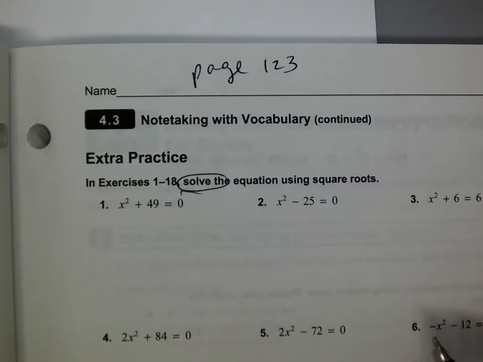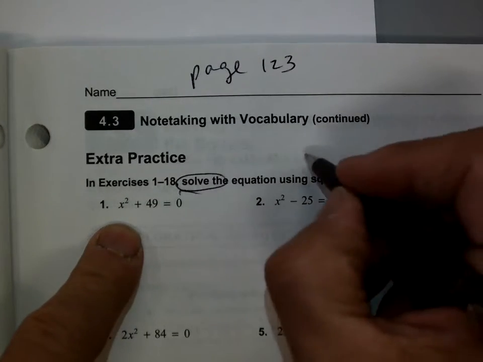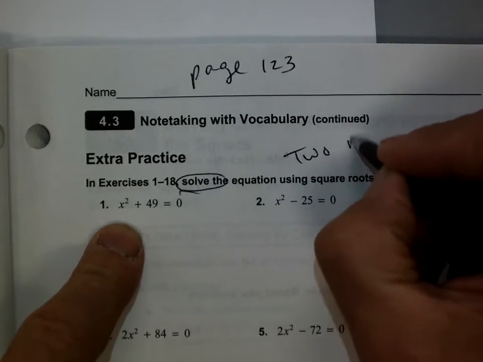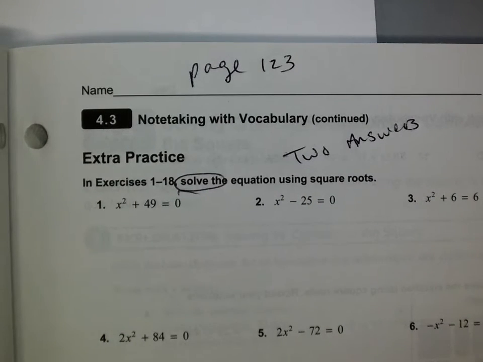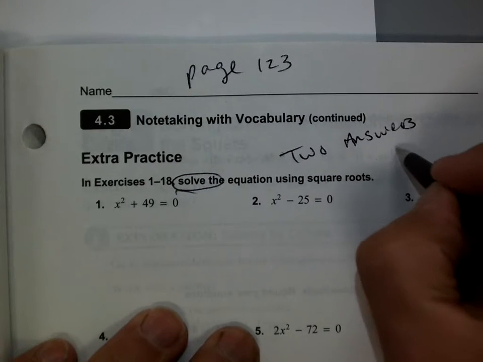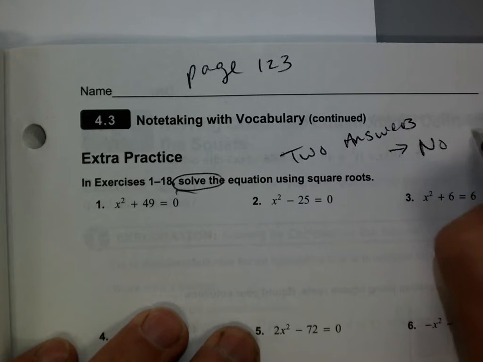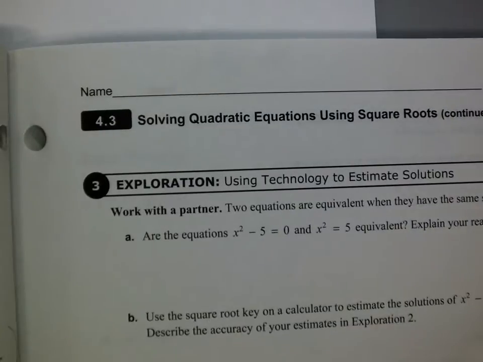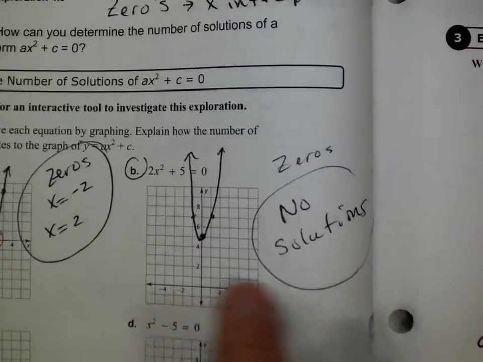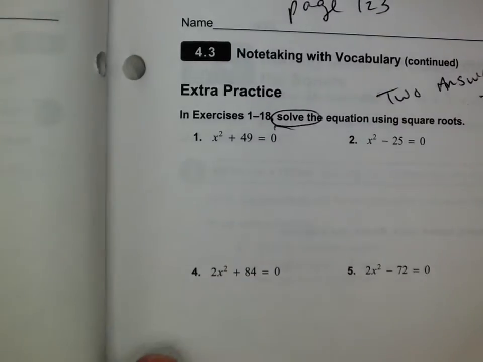All right. Before we do anything, though, we remember that there are always going to be two answers. Sometimes the two answers have to be the same number twice, but there's always going to be two answers. Or there's a possibility of no solutions. No solutions would be something like this one here where it's just not going to cross. But how do we know that? Well, here's what we're going to find out.